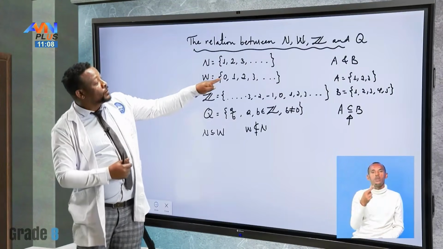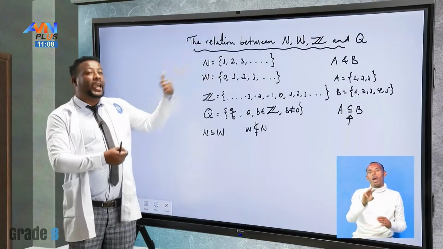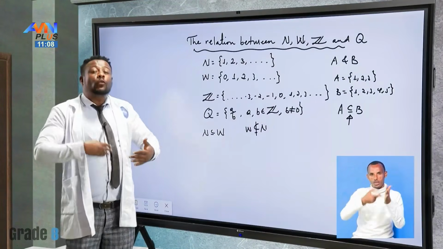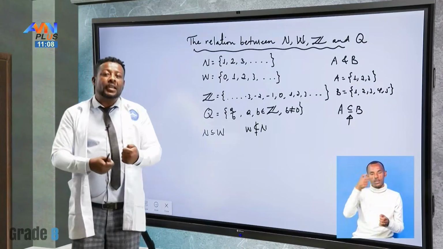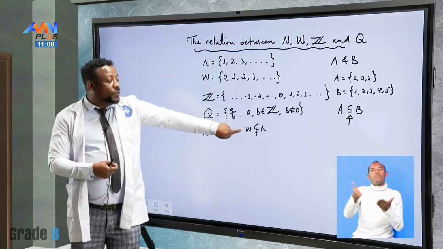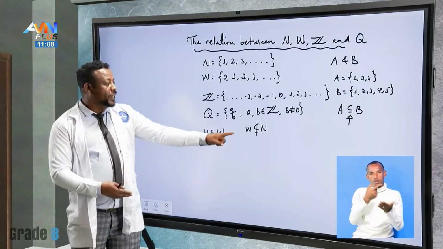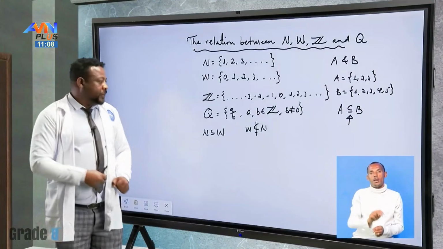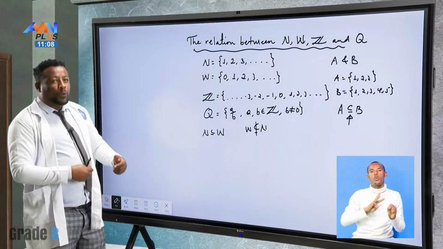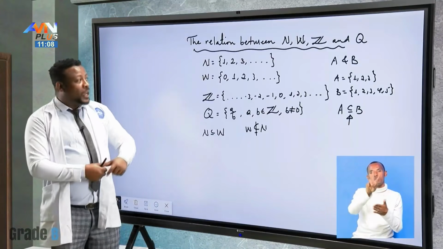Because of the presence of this element, the number 0 is included in W, but not in N. That means if we say W is the subset of N, we are saying that all the elements of this set are contained in N. Due to this, we cannot say W is the subset of N. Okay, good. So, we can also create a relationship between these 2 sets, right?